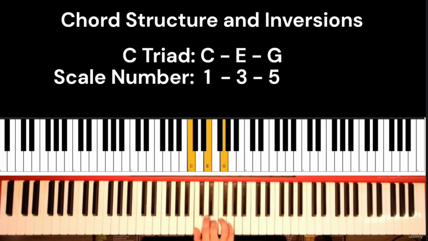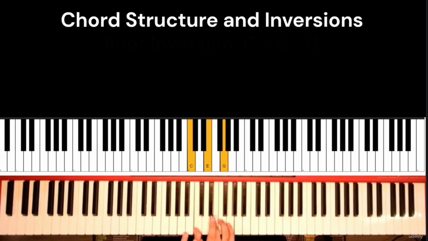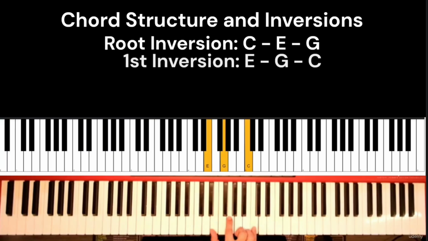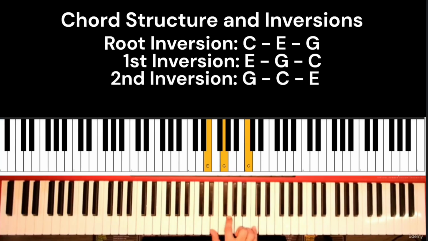Now, if I wanted to play this in what's called an inversion, watch this. I would just take the C off the bottom and add it up here to the top. Just like that. If I were to play another inversion of this chord, I would make the C in the middle. So I would basically take the E and put the E on top.